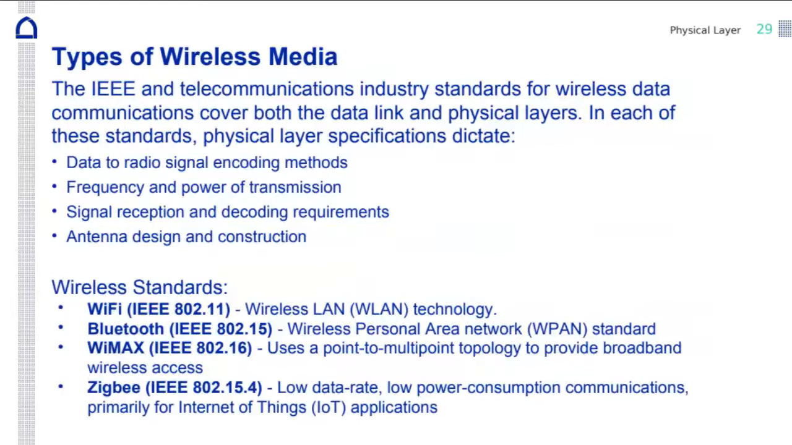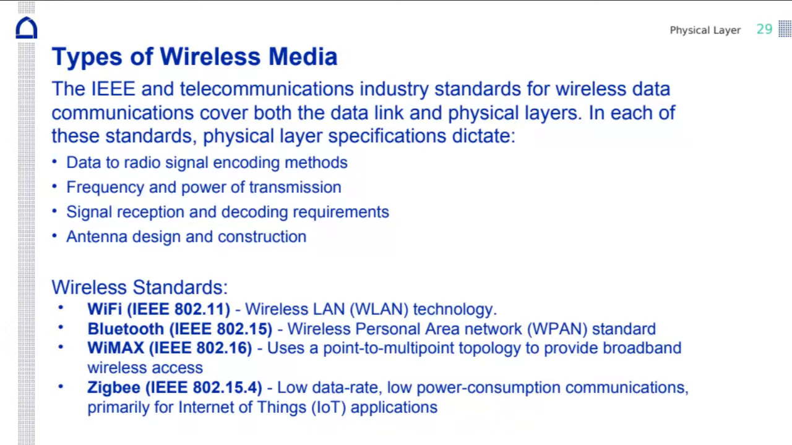Types of wireless media. This is defined by IEEE and telecommunication industry standards. It dictates the data to radio signal encoding methods, the frequency and power of transmission, signal reception and decoding requirements, and the antenna design and construction. These standards are IEEE 802.11, Bluetooth, and WiMAX.